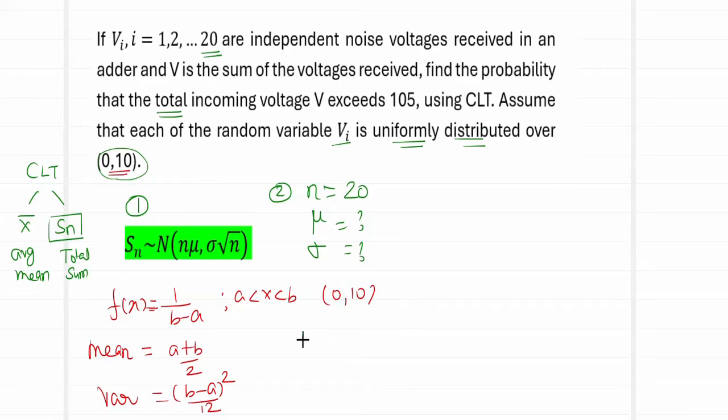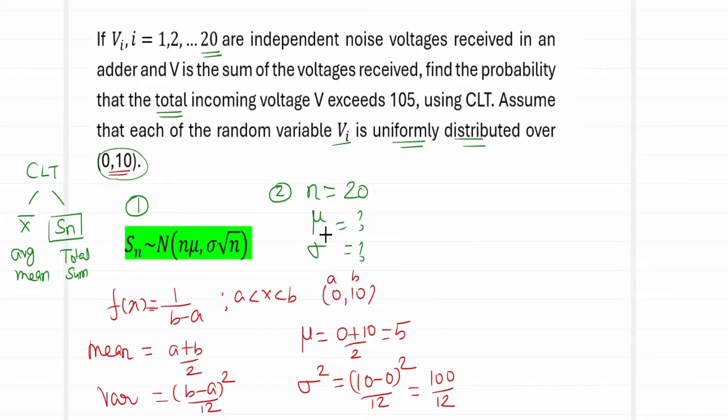In which case, what is the mean mu given by? This is my a, b. So a is 0, plus 10, divided by 2. So that makes it 5. Now, about our variance, how is our variance denoted? By sigma square. And how do we get our sigma square? Sigma square is nothing but b minus a, the whole square, divided by 12, which is 10 minus 0, the whole square, divided by 12. So this is going to be 100 by 12.